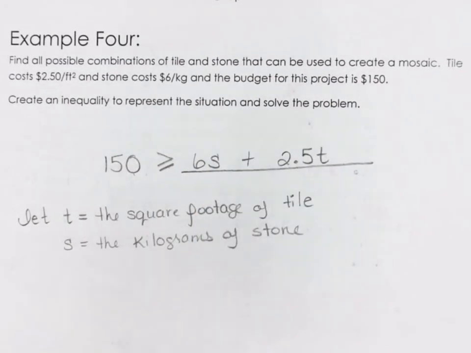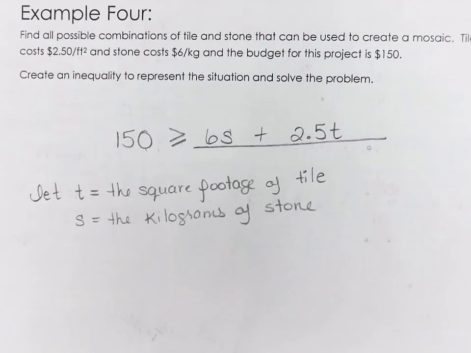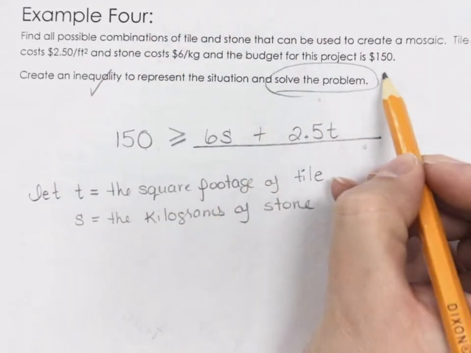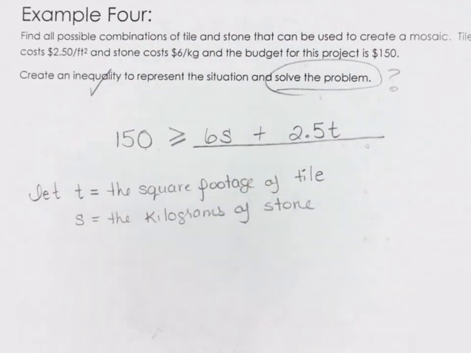So ladies and gentlemen, you have just created your inequality. There's no trick to it, but it does take some thinking about it. It's not like step 1, always do this. You kind of have to look at what the situation is and adjust based on that. So we created an inequality. Now it says solve the problem. Well, what does that mean?